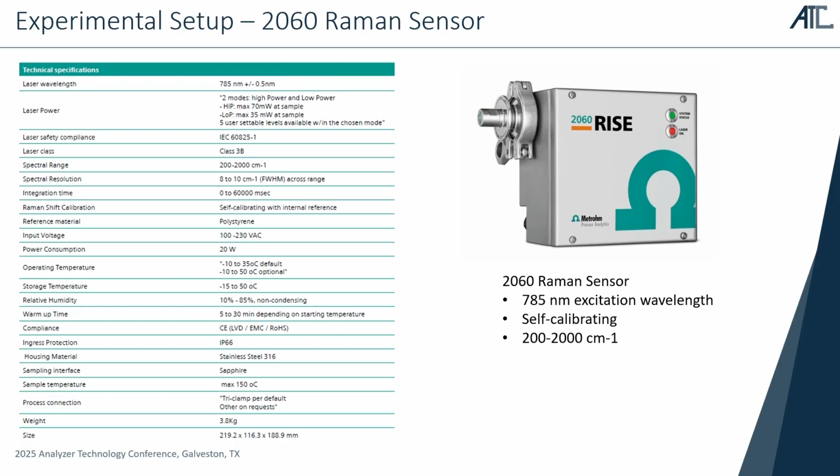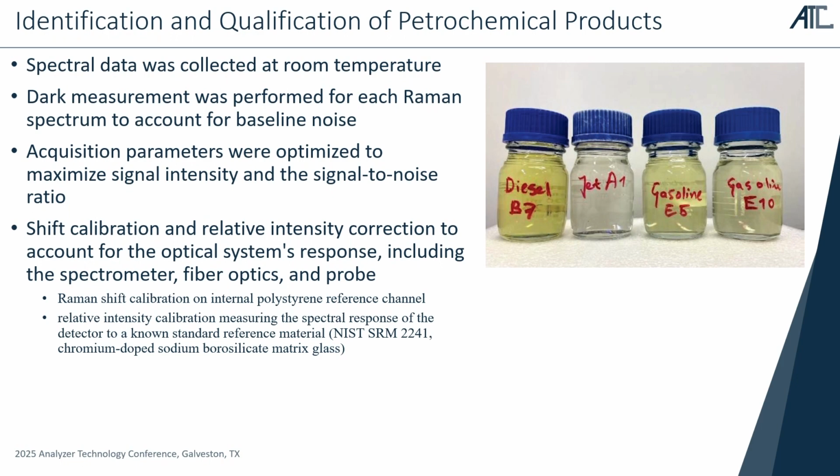It's self-calibrating. And then the samples that we used for this experiment are diesel, jet fuel, and 2 grades of gasoline. We collected spectral data at room temperature, so this is the feasibility study. Can the analyzer be used to do this application? Usually we would look into temperature and pressure influences as well, but the first question is, can we do it or can we not do it?